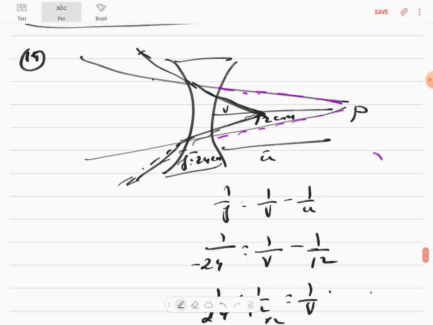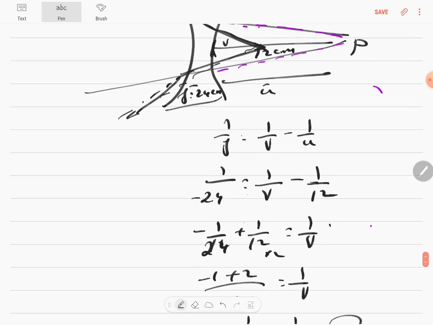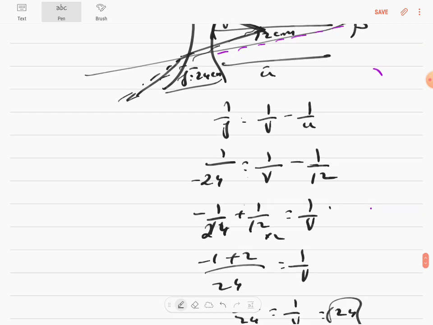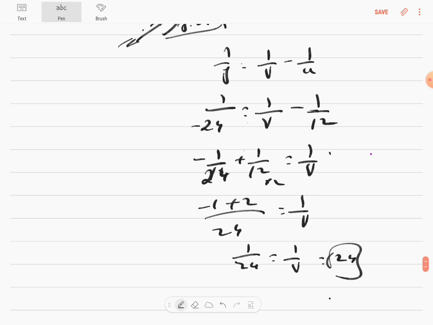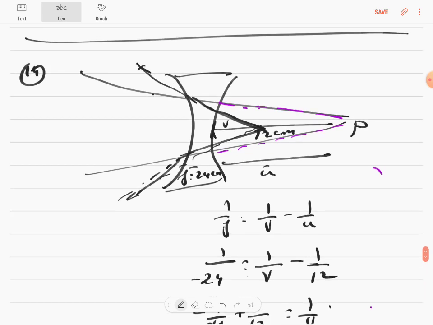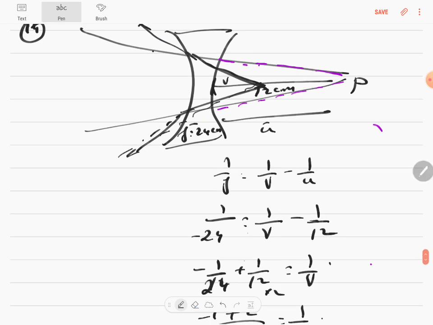1 by F is equal to 1 by V minus 1 by U. F itself is the focal length, which is minus 24. And you know that U, at the point P initially, is 12, so minus 1 by 12. V you don't know. It's to the right, so it's positive. Minus 1 plus 2 is 1 by 24. Means V is 24. Okay, that is what we are getting. So whatever you get, you write that as the answer. So it is diverging, but still it's forming an image beyond. I'm surprised. Okay, so let me read the question again.